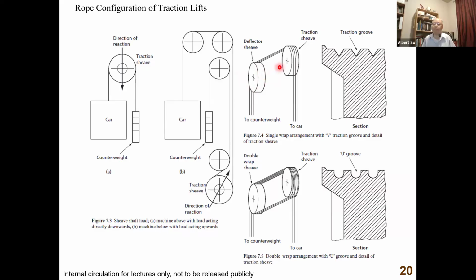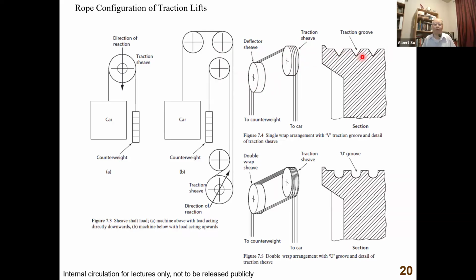No friction. So there's friction on the traction shaft, right? And then how can the ropes lay on the shaft? You have grooves. You can see grooves here. So you have a cross-sectional wheel. This is a cross-sectional wheel of the shaft. So you have grooves here.